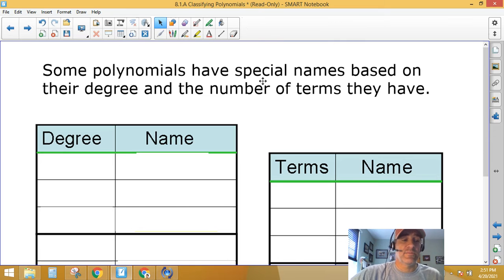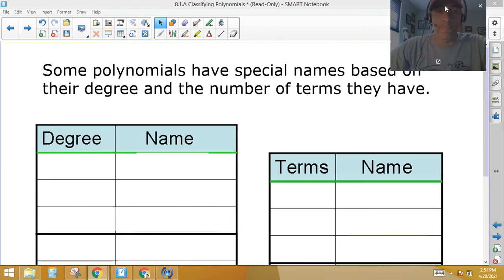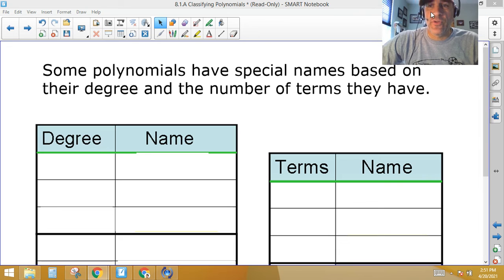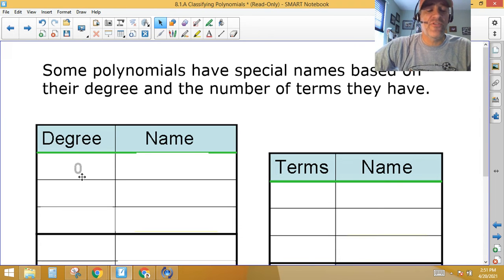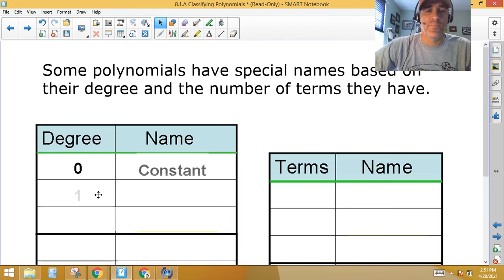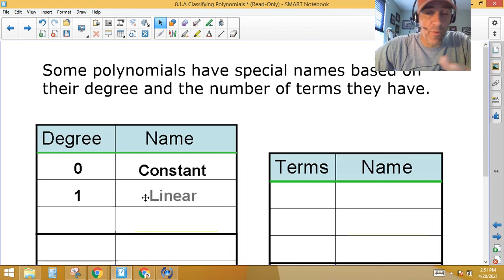All right, now we're getting to some special names. Certain polynomials have special names based on their degree or the number of terms. If it's a 0 degree, meaning it's a constant, I kind of talked about that already. If it's a first degree, meaning the highest exponent is 1, that's just going to be linear. We've dealt with those all year.